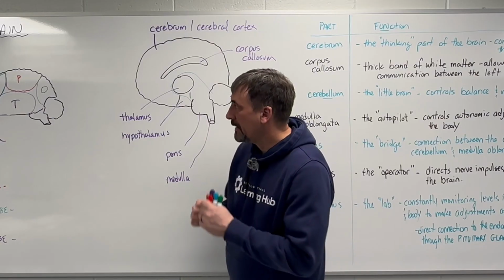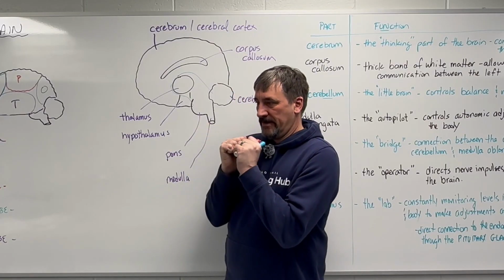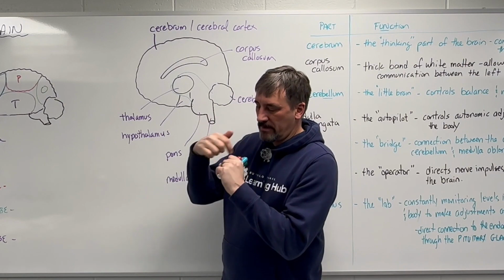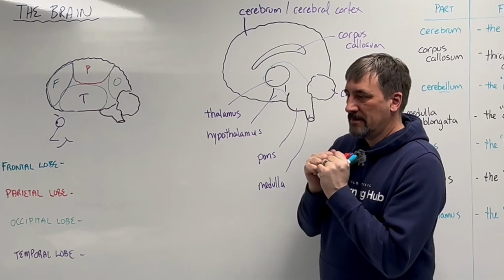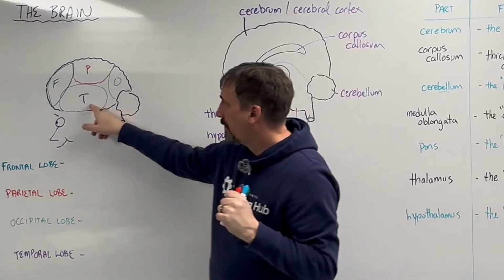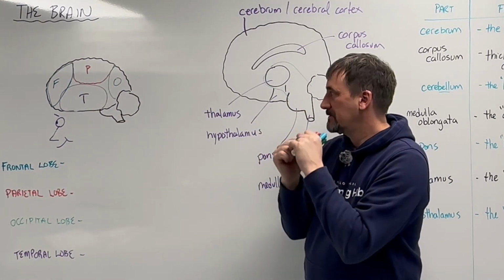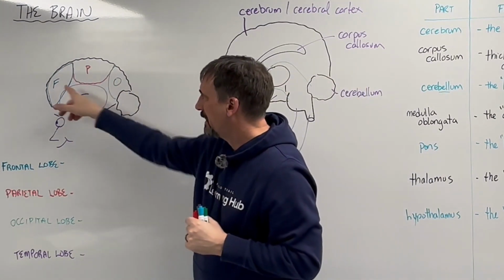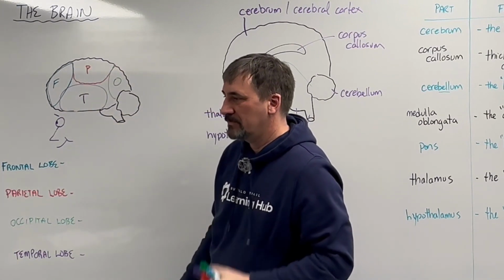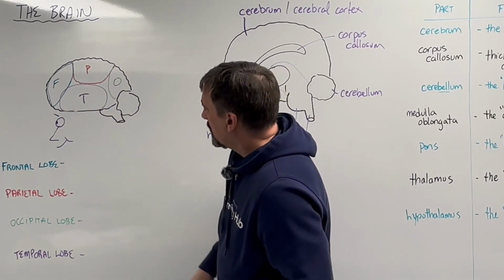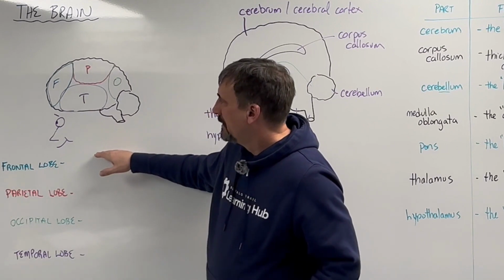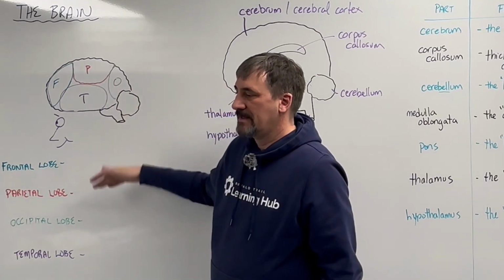Okay, so each hemisphere has four main areas. These four lobes would be found on the left hemisphere and the right hemisphere, right? So it doesn't matter what side of the brain you're looking at, you should be able to see those four lobes. And they each have some really specific things that they do.